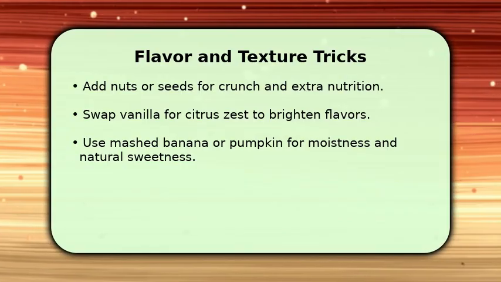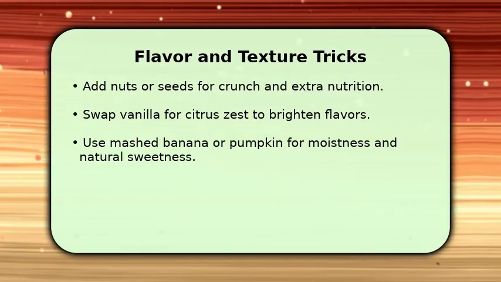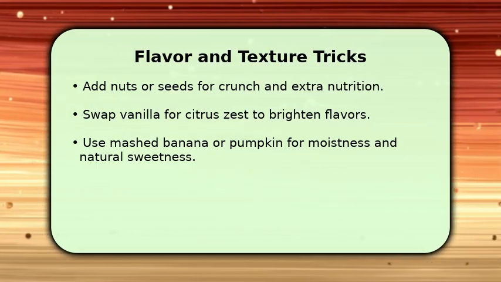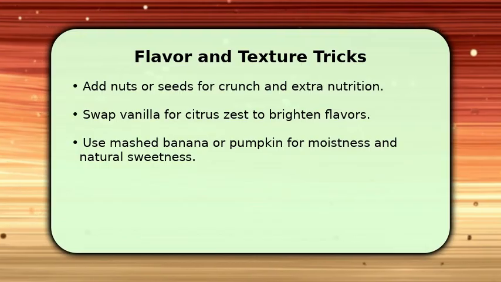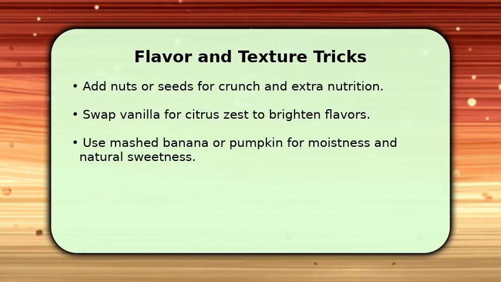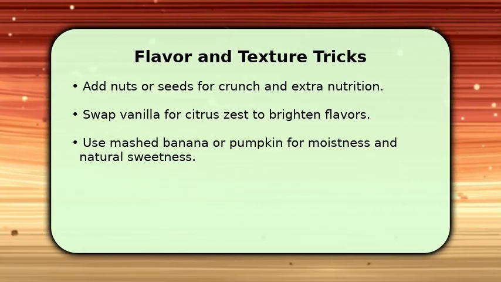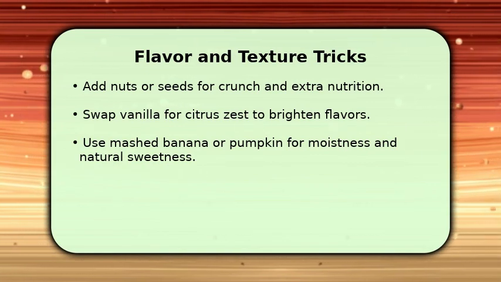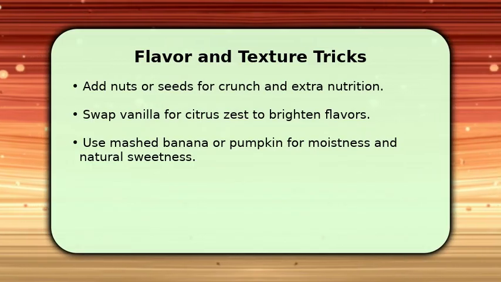Layer flavors by adding spices, extracts, zests, or cocoa to vary profiles without extra sugar. For creamier textures, blend part of the oats into a flour or use mashed fruit as a binder and sweetener. Experiment with mix-ins like chocolate chips or dried fruit, and test small batches to balance sweetness and moisture before scaling up the recipe.